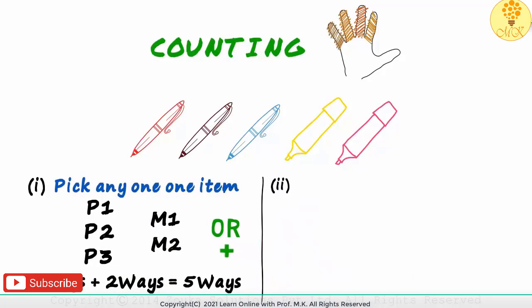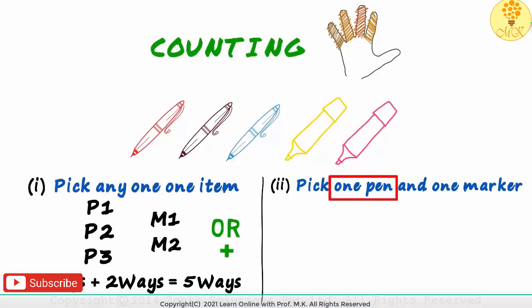Now let me ask you another one. In how many ways can we pick 1 pen and 1 marker? 1 pen and 1 marker. Tell me what you think. We have to pick a pen and a marker.